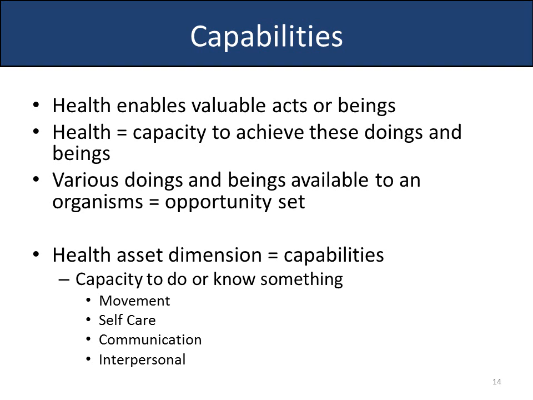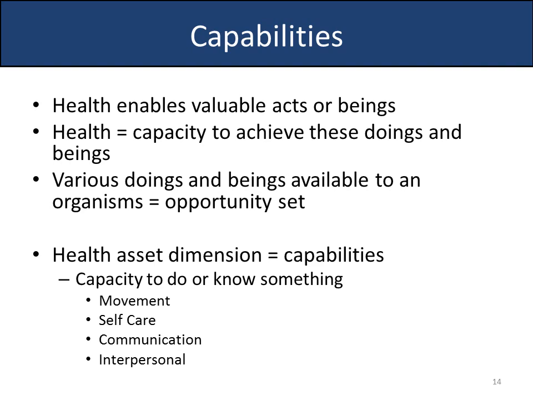And finally, health is a set of resources that enable valuable acts or beings. Health, in other words, is the capacity to achieve these doings and beings. The various doings and beings that are available to an organism comprise its opportunity set. So we believe that the essential goals that an organism can pursue as a result of its healthfulness are a set of opportunities from which it selects various activities or participation in social roles. The health asset dimension here is what we would call capabilities, borrowing a word from Amartya Sen.